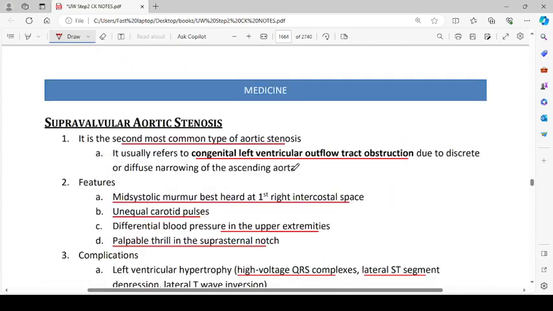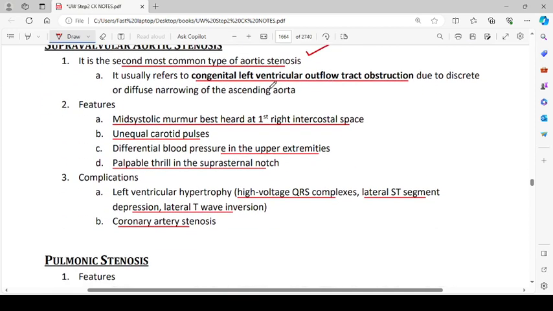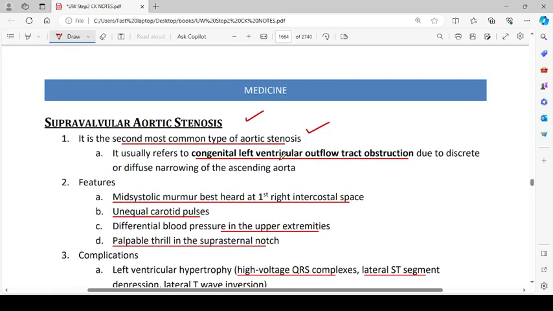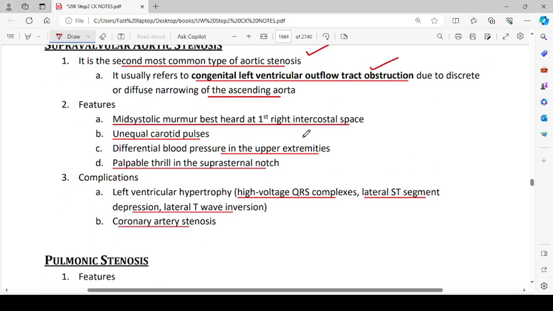Then we have the next topic, subvalvular aortic stenosis. The problem is not in the valve, the problem is in the outflow tract. It is the second most common type of aortic stenosis. It usually refers to congenital left ventricular outflow tract obstruction due to discrete or diffuse narrowing of the ascending aorta. The features are a mid-systolic murmur, best heard at the first right intercostal space.